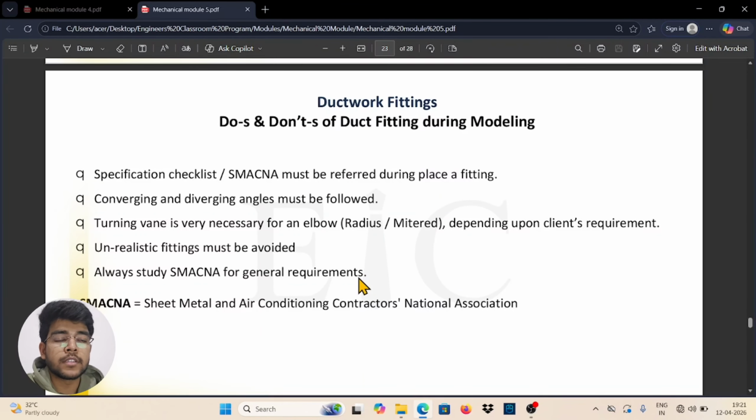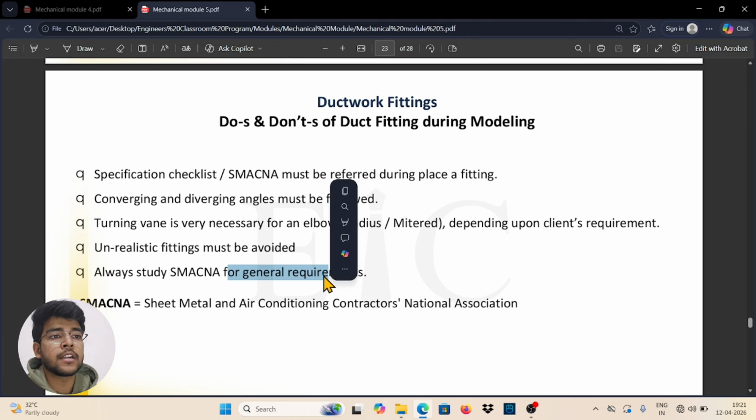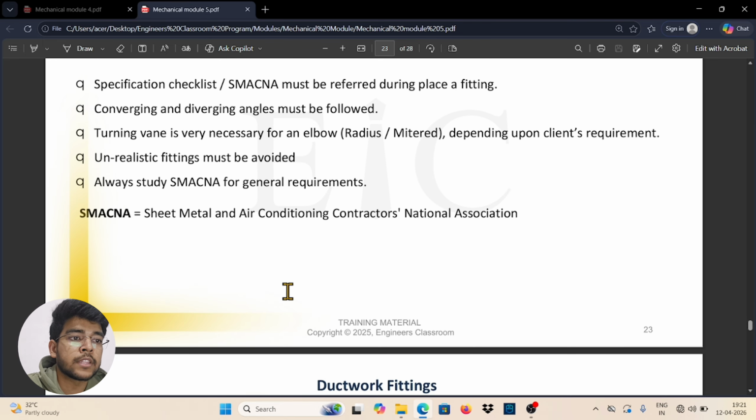Something more is there. A specification checklist: SMACNA, which is the Sheet Metal and Air Conditioning Contractors National Association, a body responsible for providing the standards of ducts. The standard of duct is provided by SMACNA. SMACNA can be referred to during the placing of fittings. Converging and diverging angles must be followed. Turning vanes are necessary for an elbow, that is radius and miter, depending upon the client requirement. An unrealistic fitting must be avoided. Always study SMACNA for general requirements. So these are the dos and don'ts during ducting.